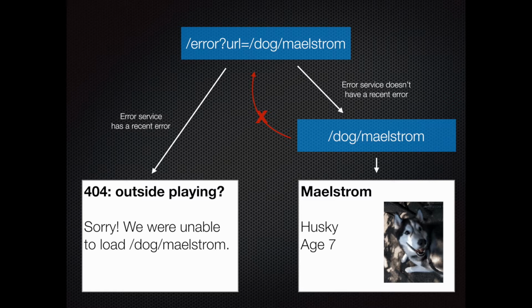So this is what that error page component looks like. We get the error from the error service, we figure out what the error URL was, and then if we don't have an error, we try and navigate back to that original failed URL.